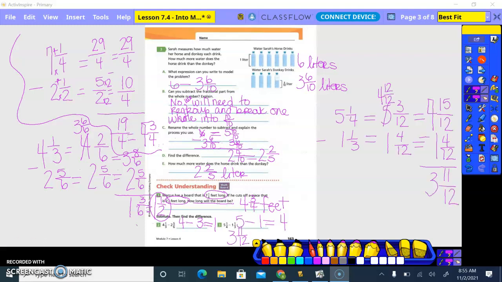So we estimated on number 3, 5 1/4 to 5, and subtracted. We made 1 1/3 to 1 and got 4 for our estimate. Then over to the side here.